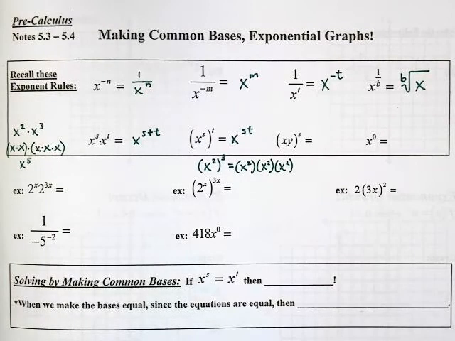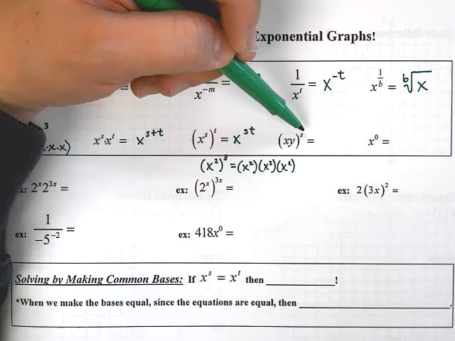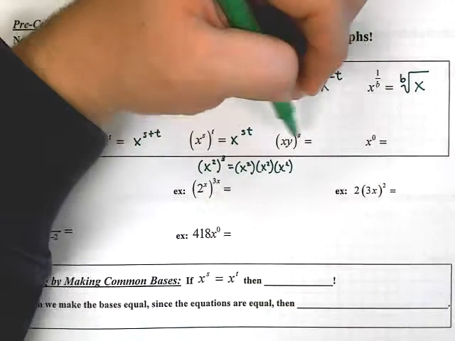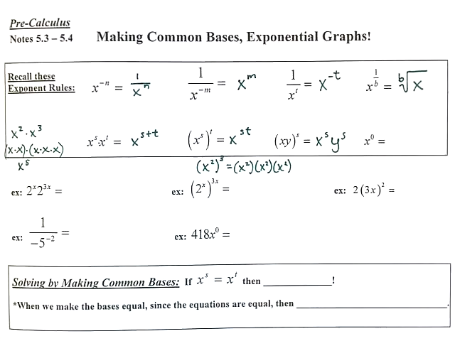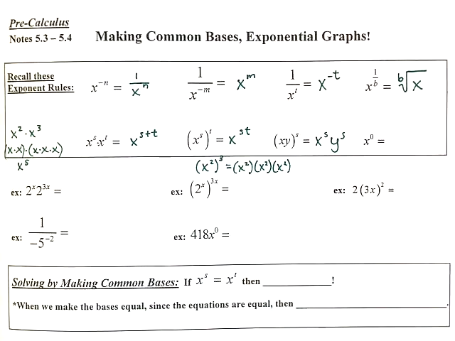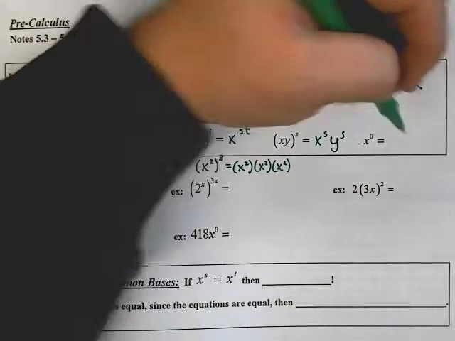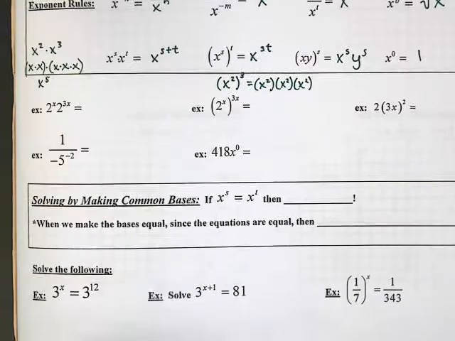All right? If you see something like this next one, xy to the s, it's really just like distributing, okay? What we can do is we can say that you can take each piece of the product and raise it to the sth power. And then lastly, anything to the 0th power is always 1. All right? Okay, so let's jump into some of these examples, see how these work.